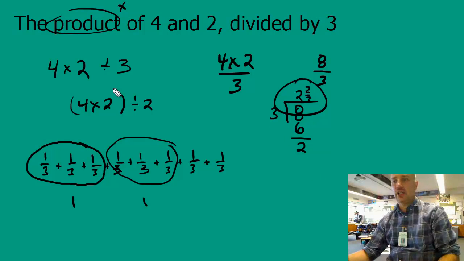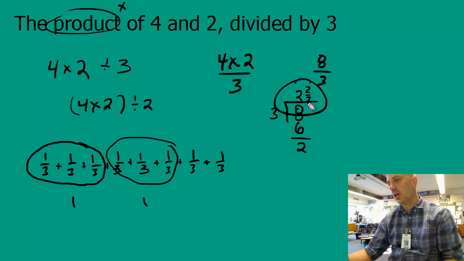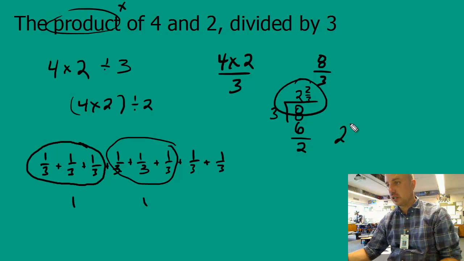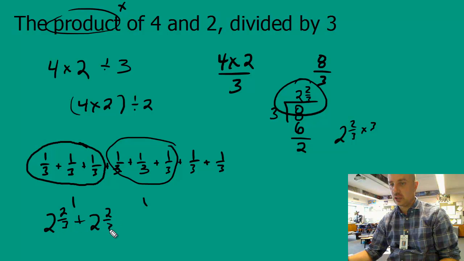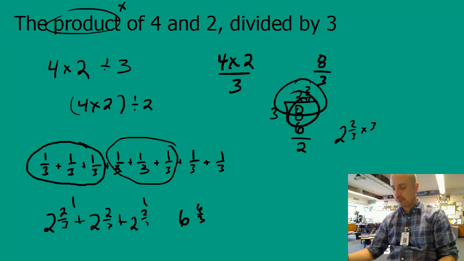And let's just check to see if that's right. 2 and 2/3. 4 times 2 divided by 3 is 2 and 2/3. If this is what I have here, I should be able to do 2 and 2/3 three times. So 2 and 2/3 times 3. If I do repeated addition, 2 and 2/3, 2 and 2/3, 2 and 2/3, that would be 2, 4, 6, so 6 and 6/3. And 6/3 is 2. That would be 8, and that would be correct. Awesome job.